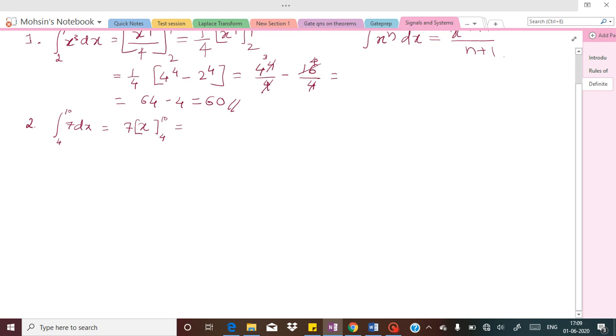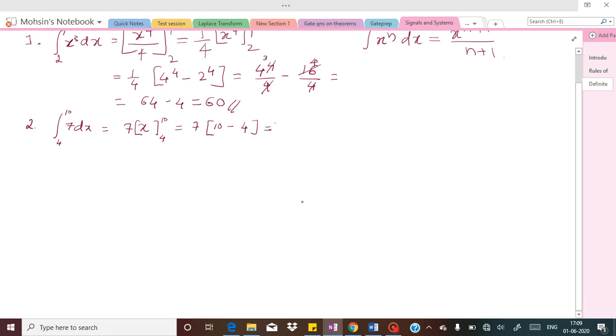Now substituting the limits, 7 times the upper limit, so x is equal to 10, minus the lower limit x is 4. So this is going to be 7 times 6, which is nothing but 42. Okay, similarly we have another example, the third expression.